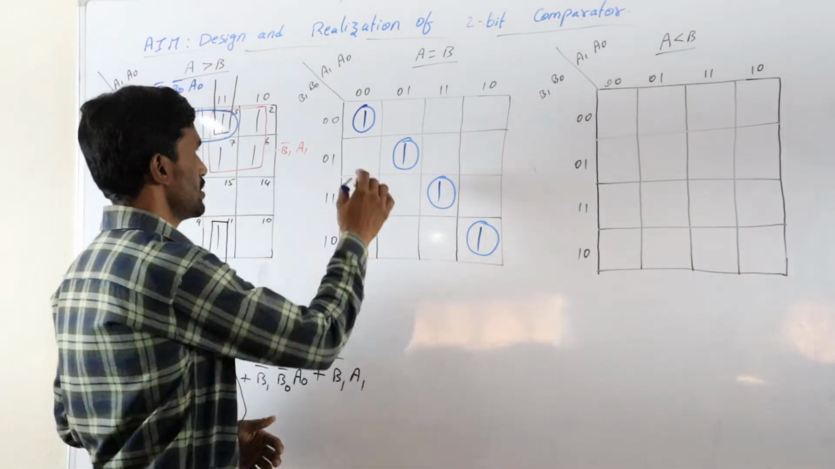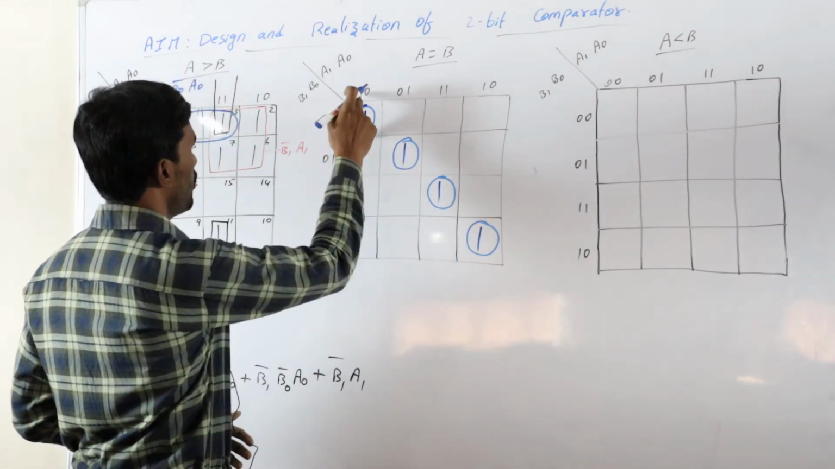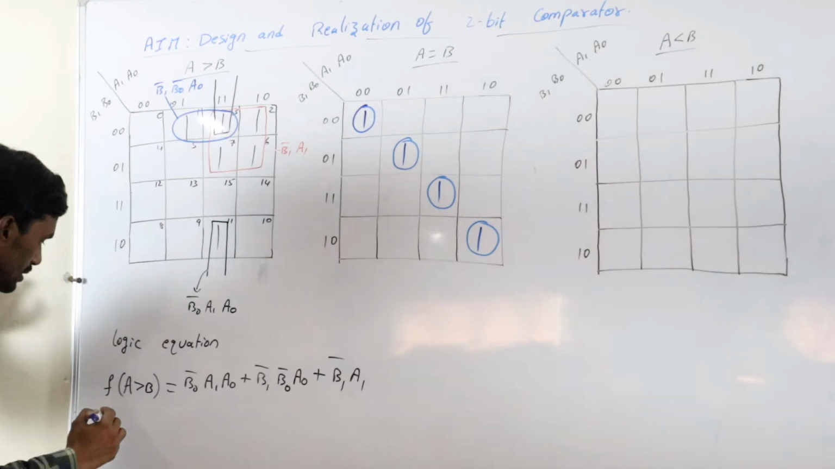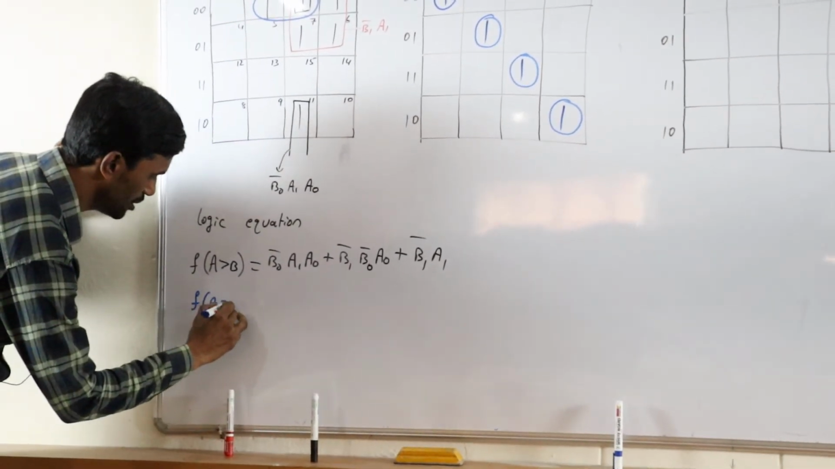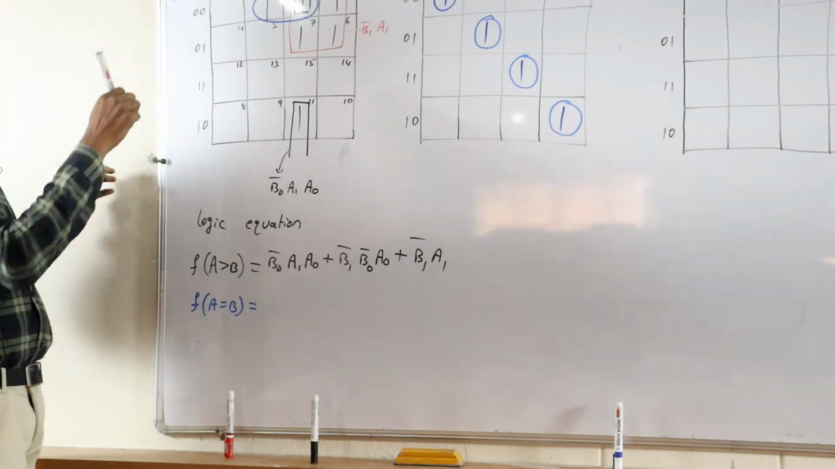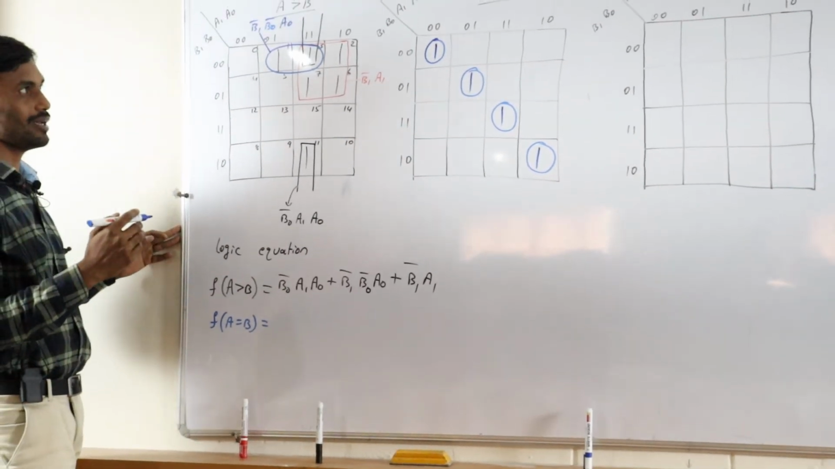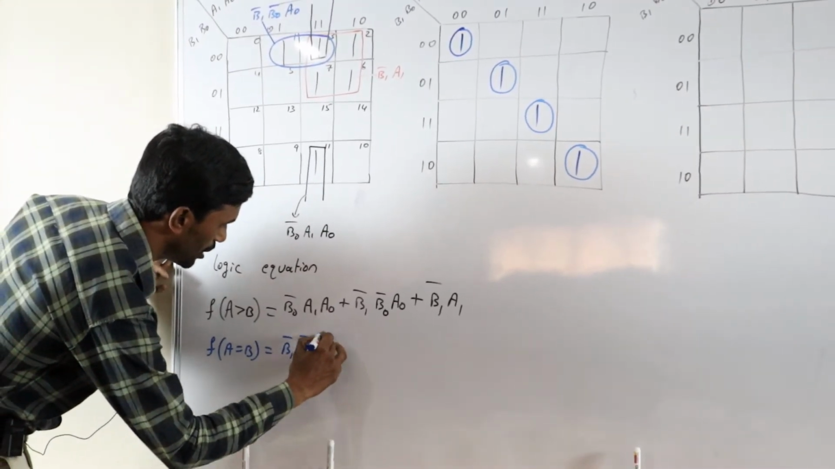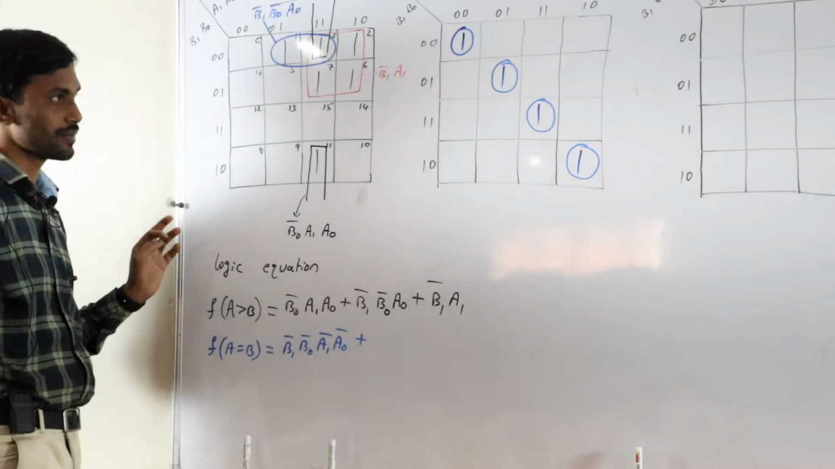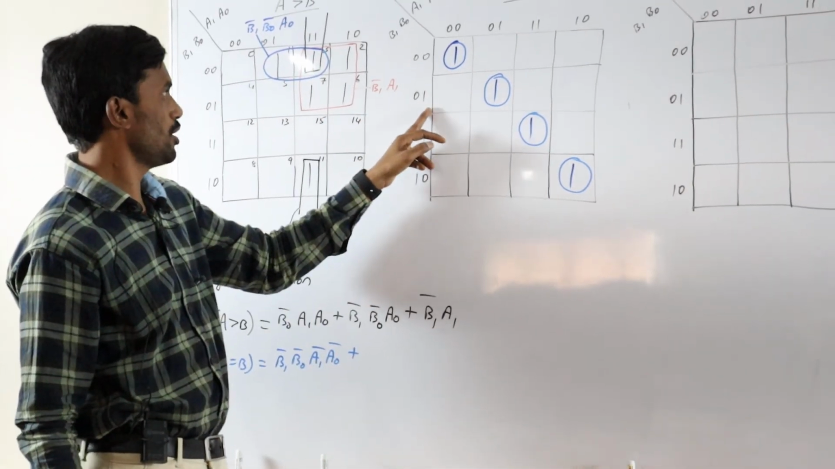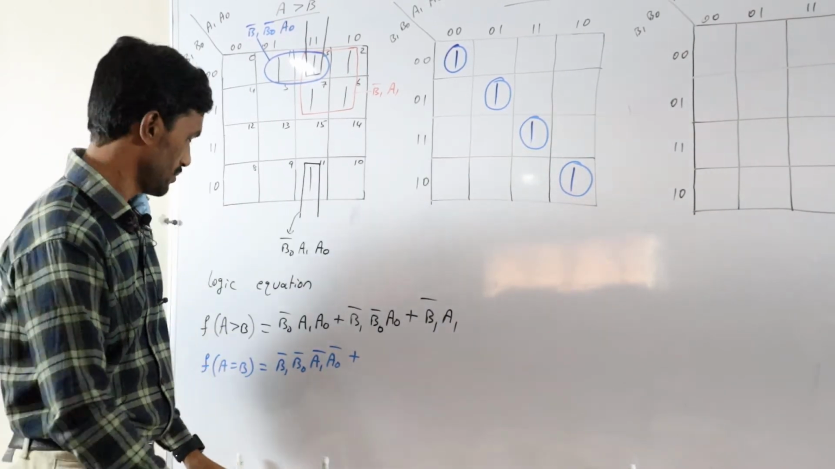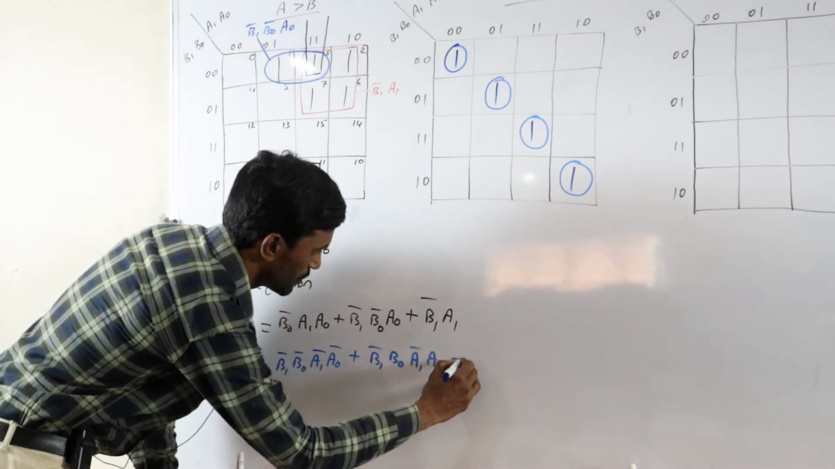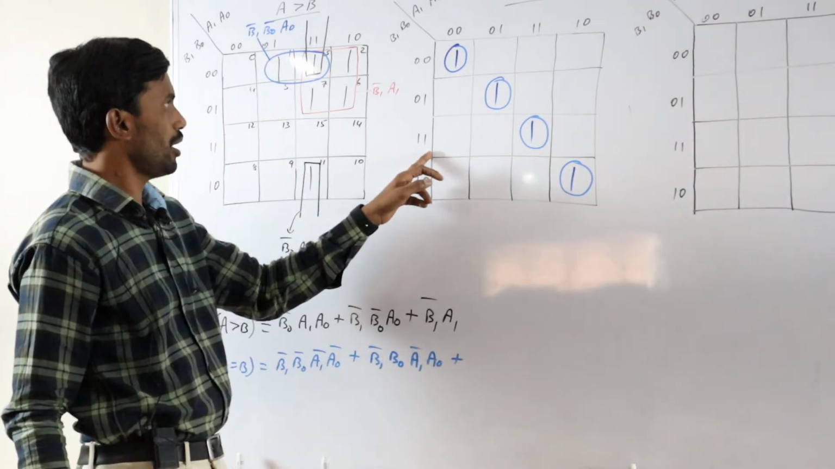Give the names. This is the first one: A0 bar, A1 bar, B0 bar, B1 bar. So directly I am writing over here. So this is the function of A equal to B is equal to the first one, B1 bar, B0 bar, A1 bar, A0 bar, plus the second one you see, B1 bar, B0, A1 bar, A0. Third one you see B1, B0, A1, A0.